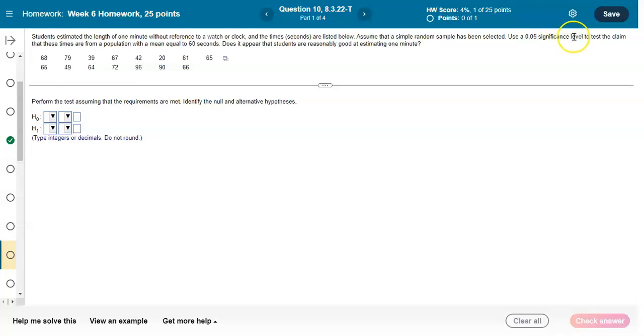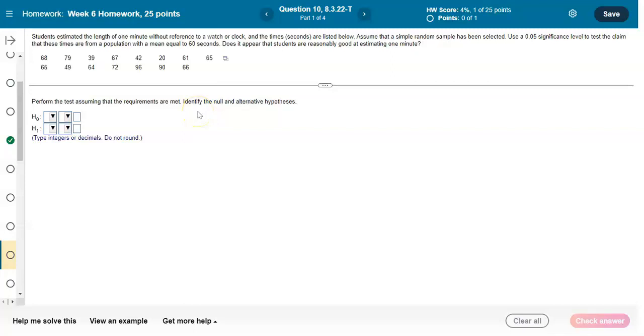Assume that a simple random sample has been selected. Use a 0.05 significance level to test the claim that these times are from a population with a mean equal to 60 seconds. Does it appear that students are reasonably good at estimating 1 minute? So here's the sample data we were given. So first we need to figure out what the null and alternative hypothesis are.